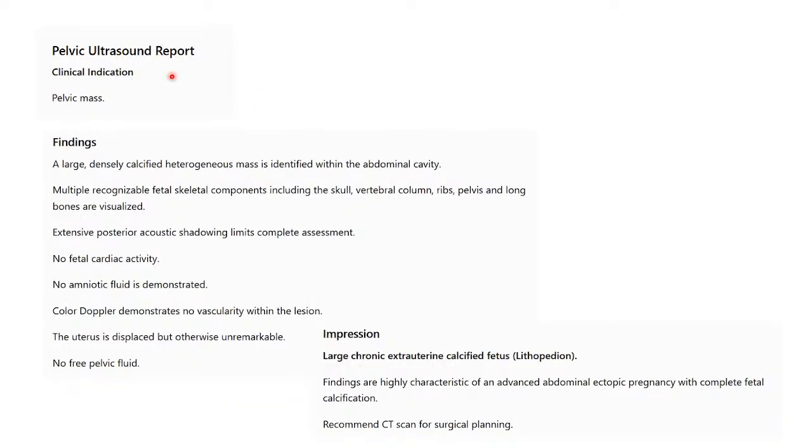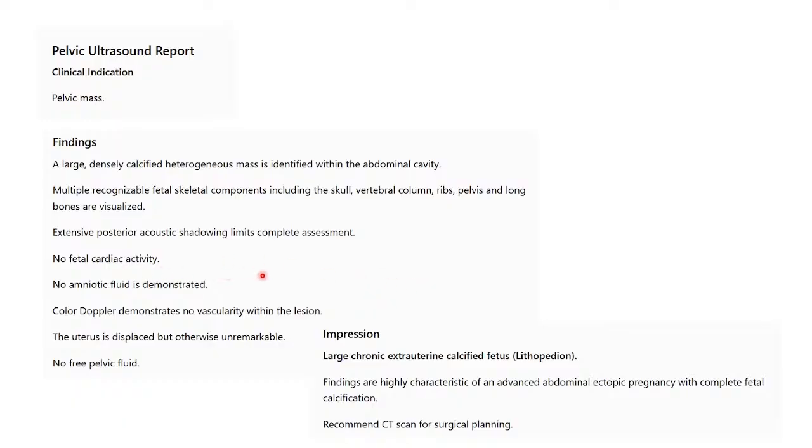So the pelvic ultrasound report: clinical indication, pelvic mass. Findings: a large densely calcified heterogeneous mass is identified within the abdominal cavity. Multiple recognizable fetal skeletal components including the skull, the vertebral column, the ribs, the pelvis, and long bones are visualized. Extensive posterior acoustic shadowing limits complete assessment.